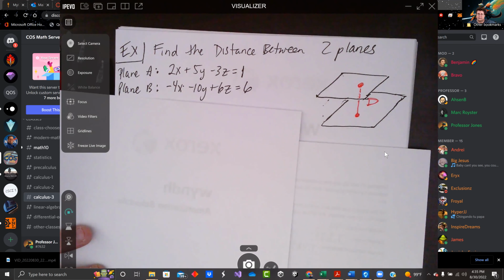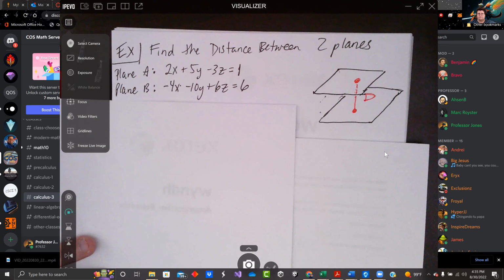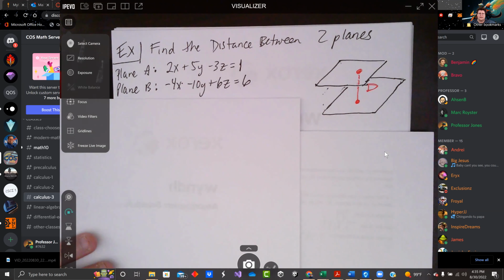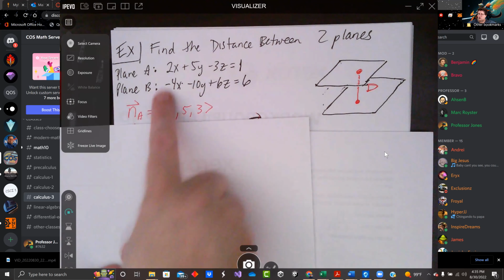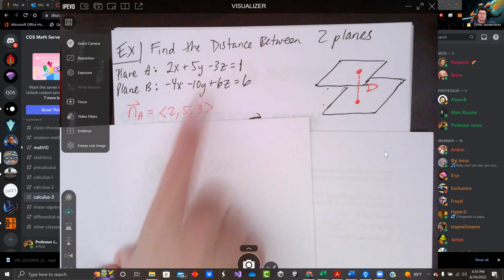They are parallel. So they have the same normal vector. If they weren't parallel, the closest distance between them would be where they intersect, obviously. So they have to be parallel. So let's just look at the N. The normal vector for A is, remember, the coefficients on our variables, 2, 5, and negative 3.